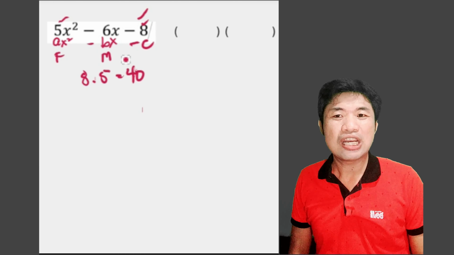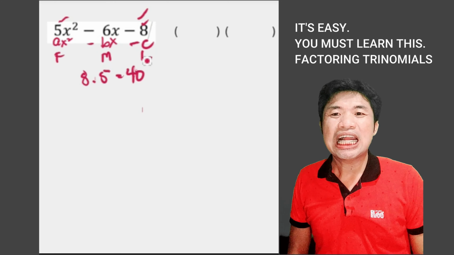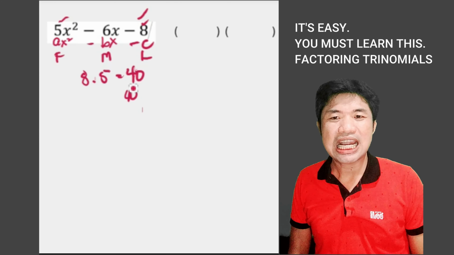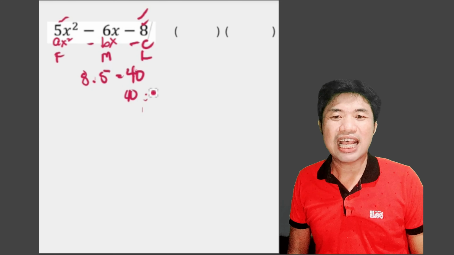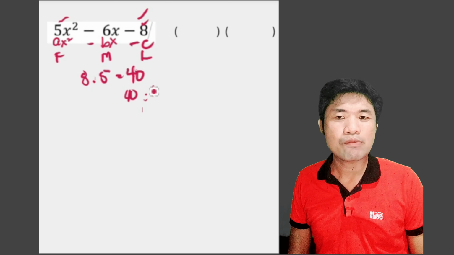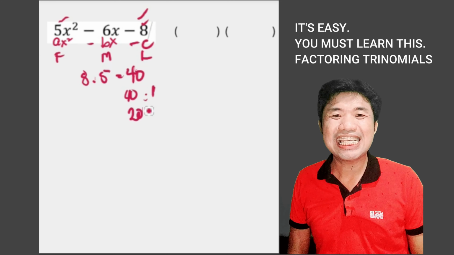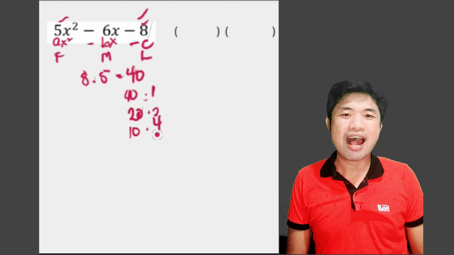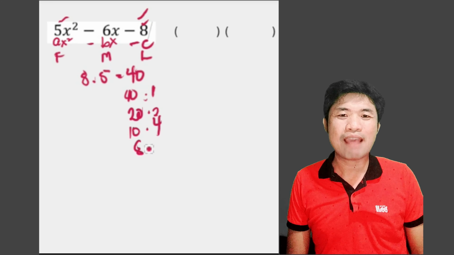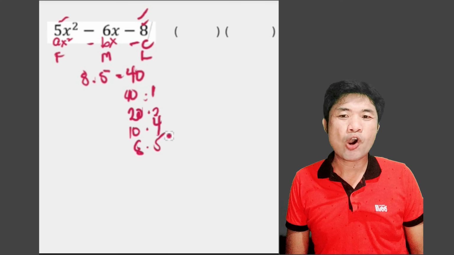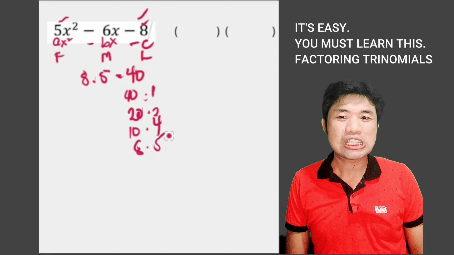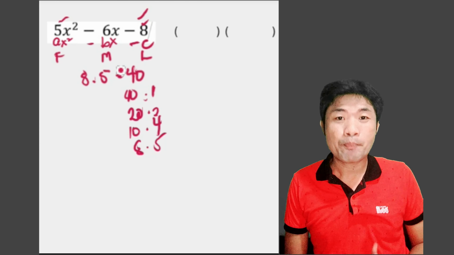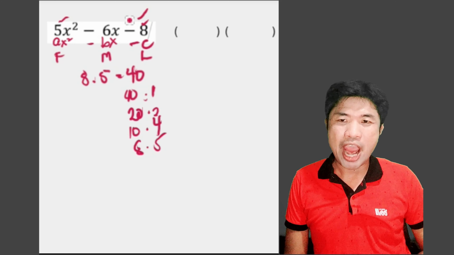Concentrate muna tayo doon sa first term and the last term. The leading coefficient and then the last term, the constant. Multiply that one, 40, and then list the factors. 40 we have 40 times 1, 20 times 2, 10 times 4, and 8 times 5. So, meron tayong pares, 4 pairs.